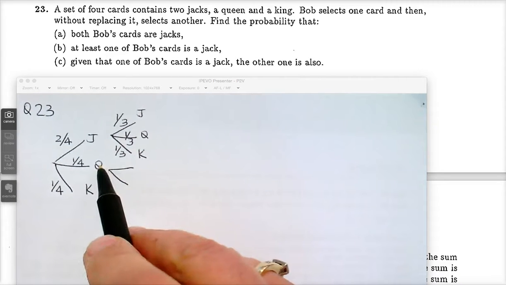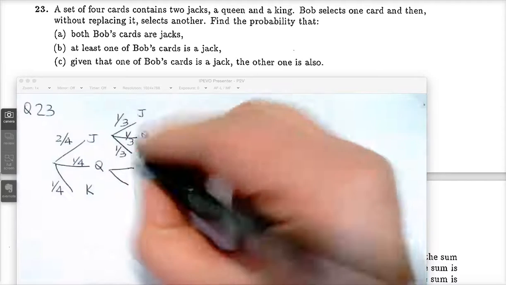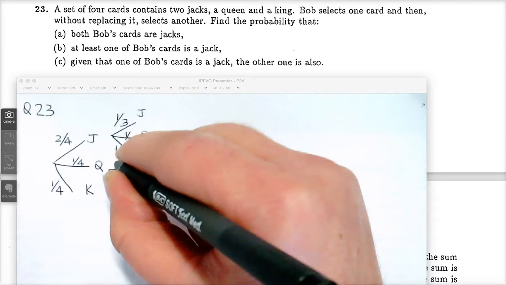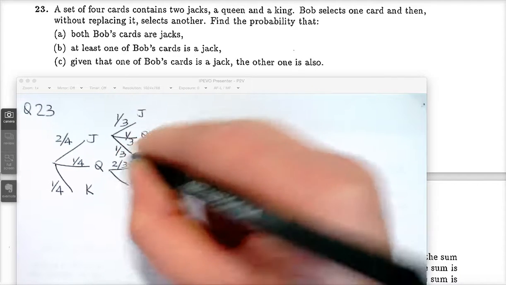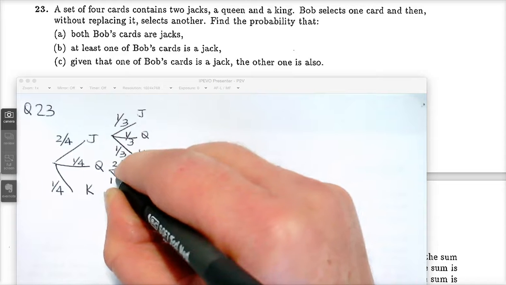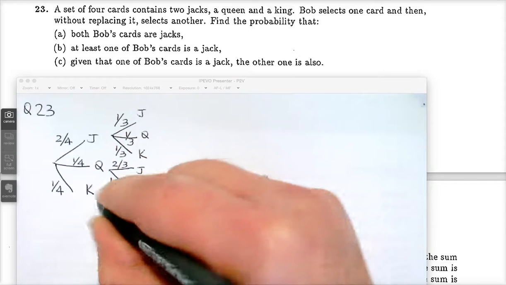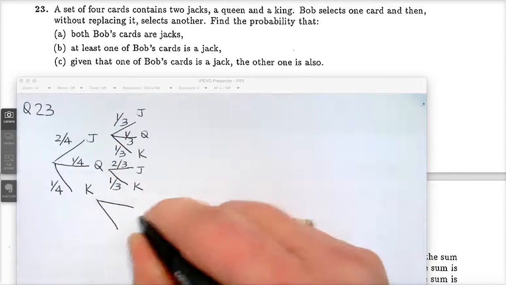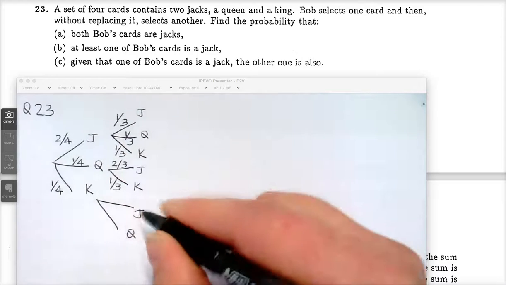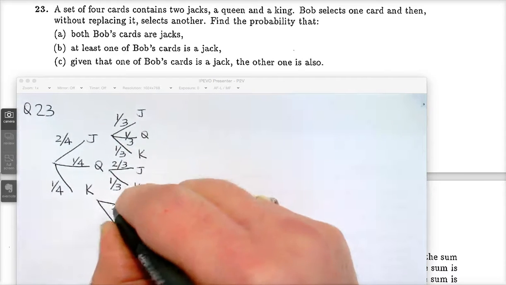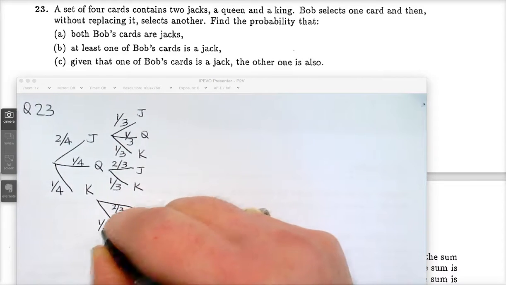But if he selected a queen first, what's left? If he selected a queen, are there any queens left? He's only got jacks and kings. How many jacks? 2 out of 3. How many kings? And if he selected a king first, there's no kings left. There's just a jack and a queen. 2 out of 3 and 1 out of 3.